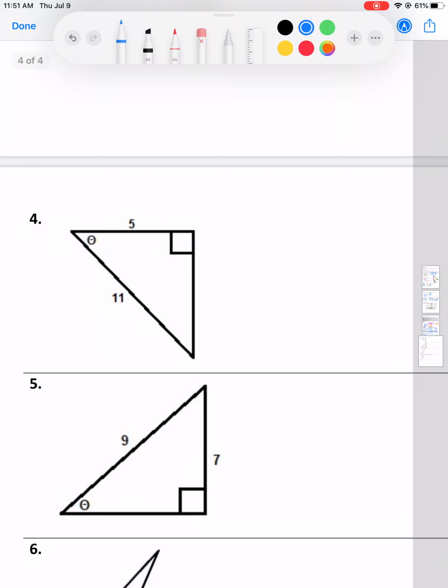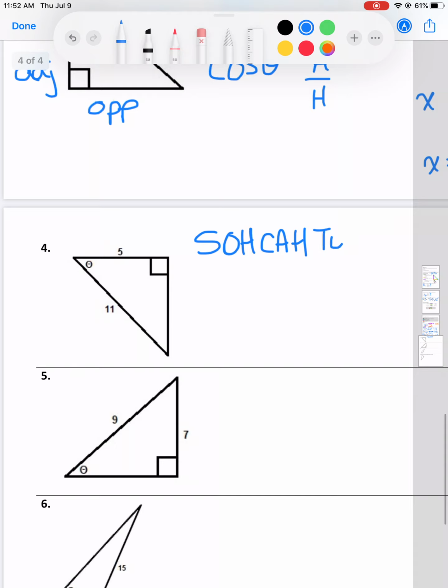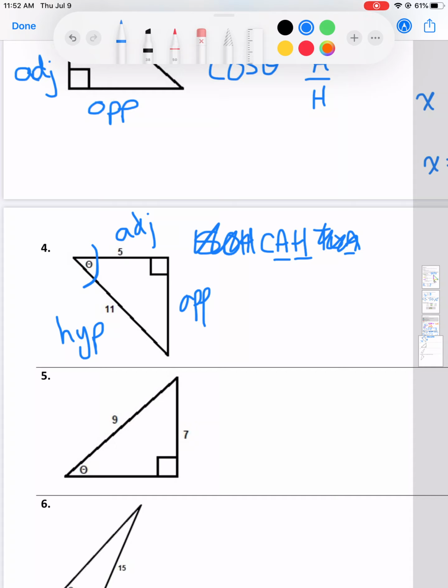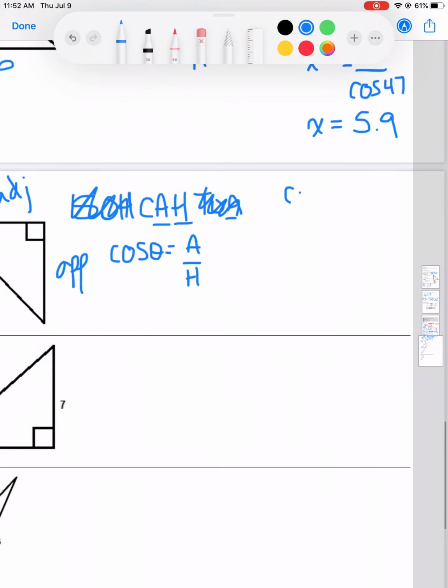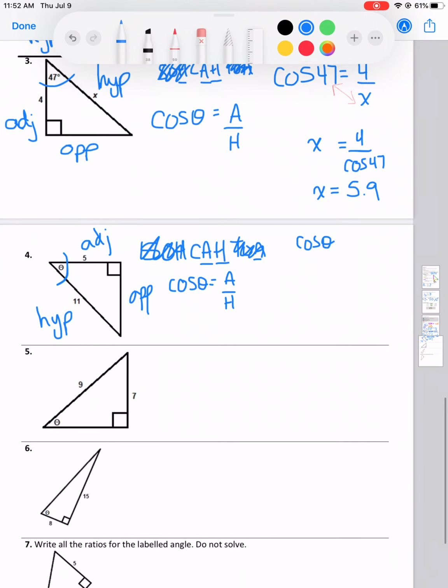Alrighty. Keep going. I've got my angle of interest, my hypotenuse, my opposite, and my adjacent. Okay, so this time I'm finding an angle. So what sides do I have? I have my adjacent and I have my hypotenuse. So I'm using cos. Now the math's going to be slightly different here. So it's going to be cos theta is equal to adjacent over hypotenuse. So it's going to be cos theta because it's the representation.